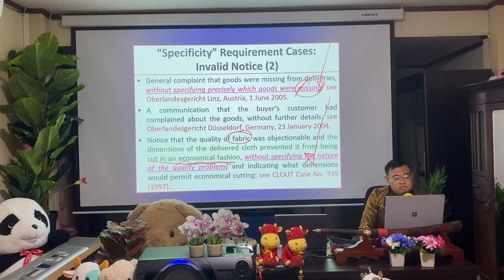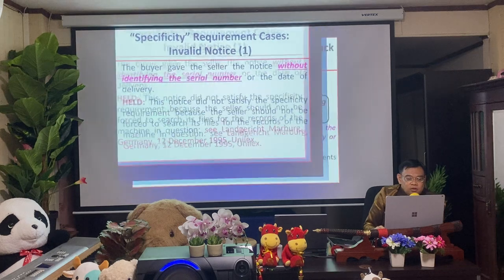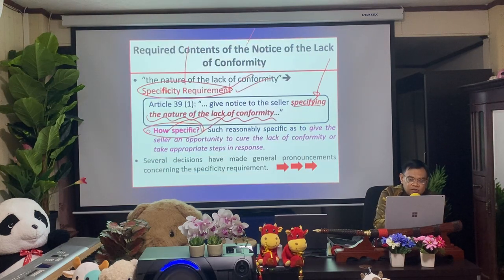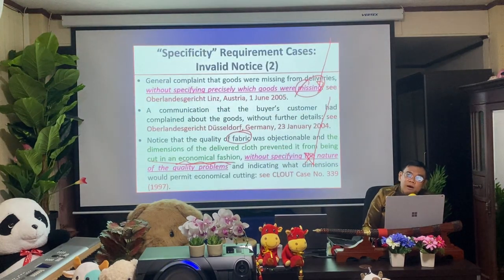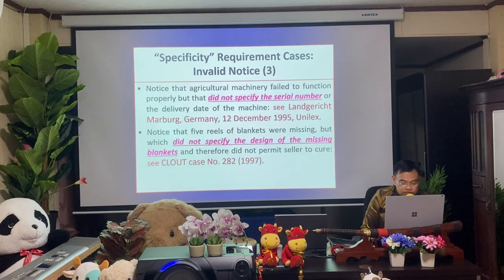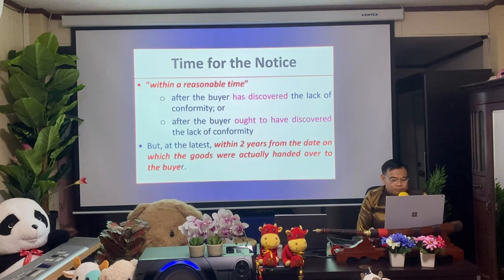So when the notice given by the buyer did not meet the specificity requirement in the CISG, it was not a good notice, and the consequence would be that the buyer would lose the right to rely on the lack of conformity. The goods would have to be treated by the CISG as conforming goods, even though they were not conforming goods.